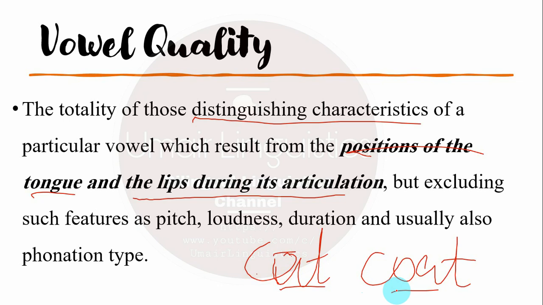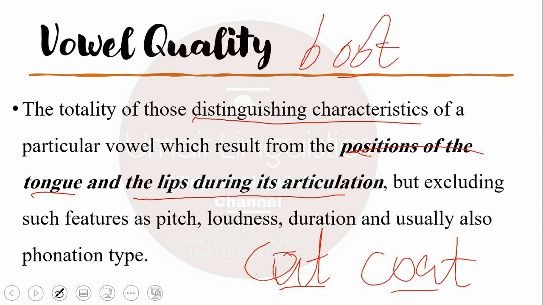And if we talk about coat, you can easily notice that when you pronounce coat, the lips are actually rounded, whereas in the previous vowel, the lips were not rounded. Similarly, in coat, we have O, which is a back vowel. Similarly, if I say boot, boot is also a different vowel which differs in quality from both of these vowels. So all these vowels are differentiated from each other by vowel quality. Why? Because in all these vowels, the position of the tongue is different and the position of the lips is also different. When we talk about vowel quality, we do not talk about the pitch, loudness and duration of vowels. All right.